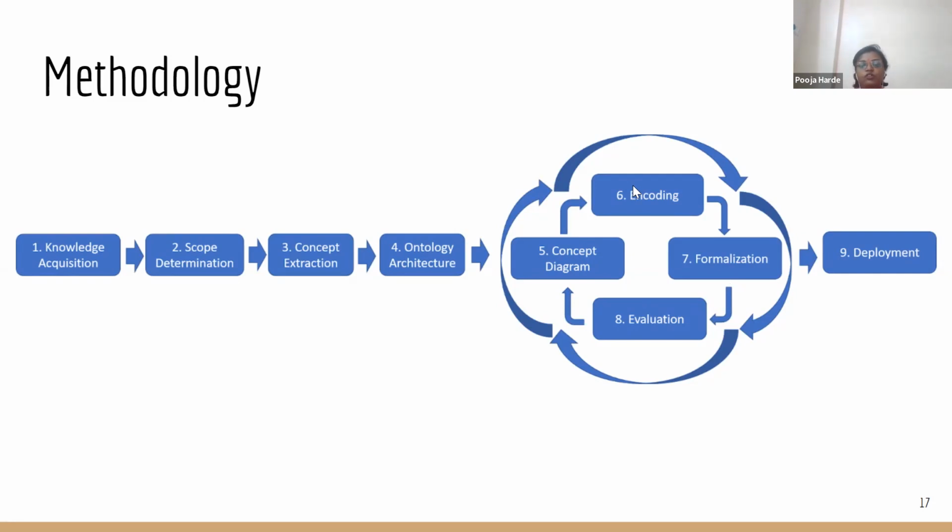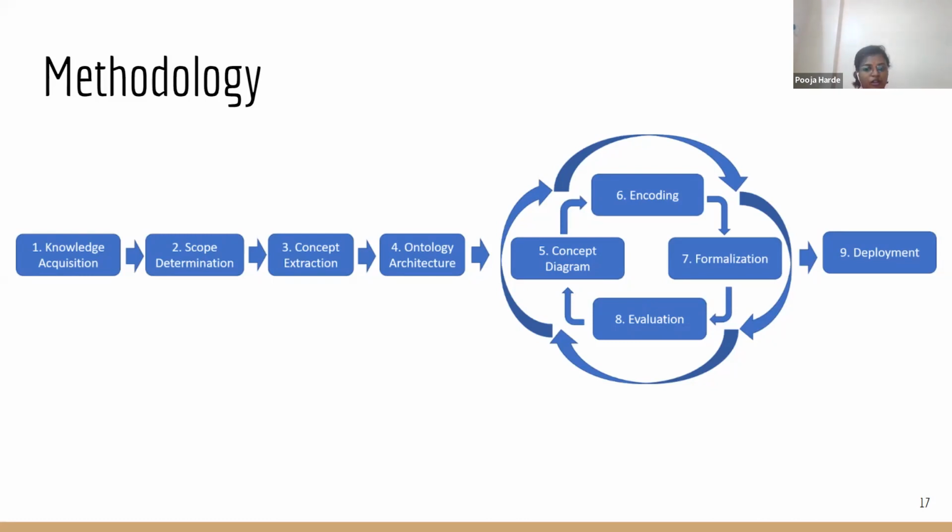OWL is nothing but the Web Ontology Language, using which we create the metadata for our applications and for our data. Then formalization is nothing but whether we require any rules. Now why do we require the formalization? For example, if one class is attached to another class via a particular relationship, this relationship is explicitly mentioned in our ontology. But there is some data which is not directly mentioned, so we need to write some rules for that.